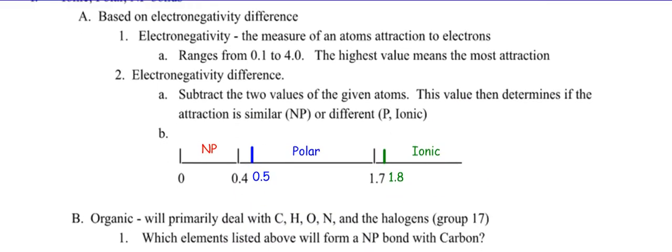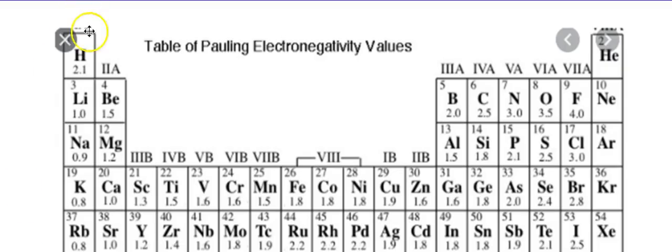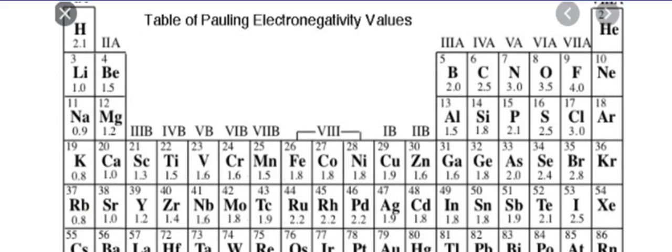So in organic, we'll primarily deal with carbon, hydrogen, oxygen, nitrogen, and the halogens. Which ones are the halogens? That's your group 17. So now go to that periodic table. Hopefully the one I gave you has these electronegativities on it. Let's determine which elements listed above will form a nonpolar bond with carbon. I can scrub a little bit, I suppose. There we go. Now carbon is 2.5.